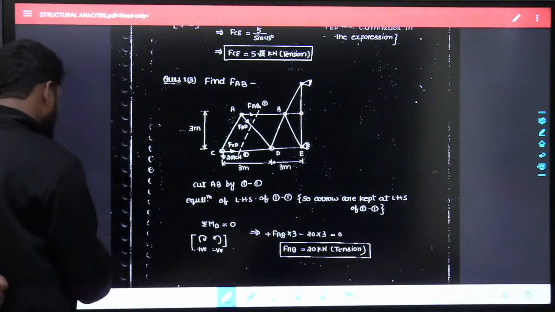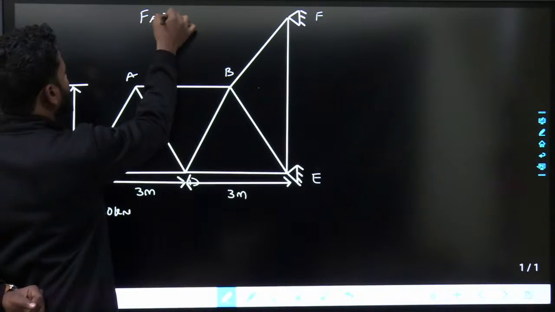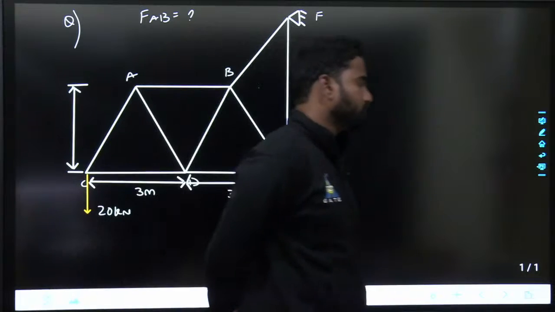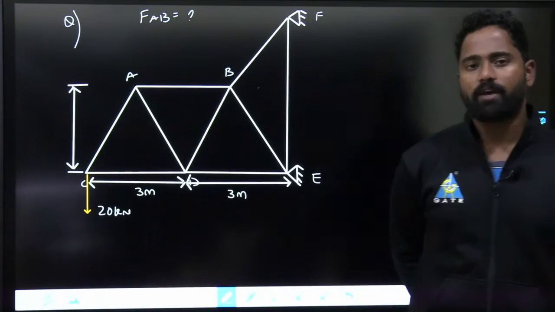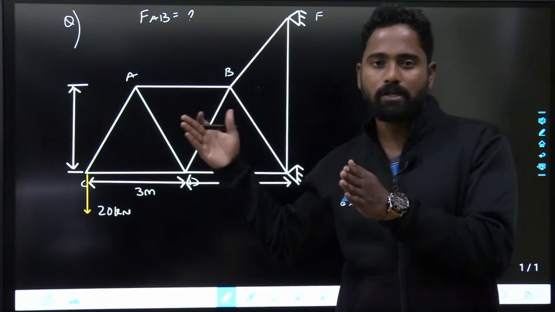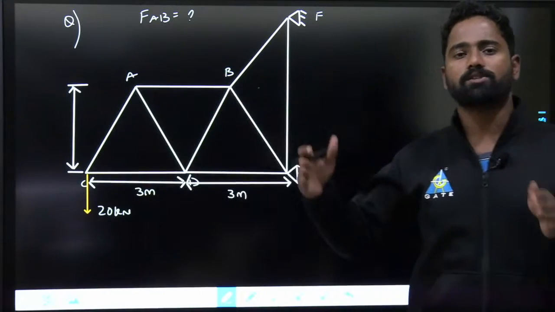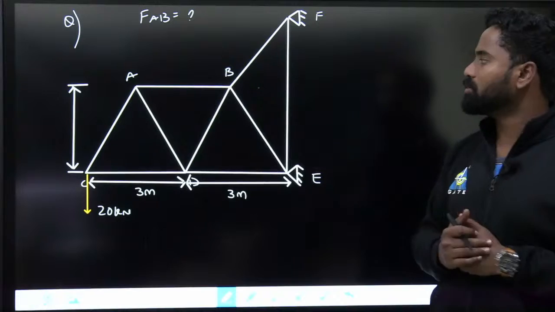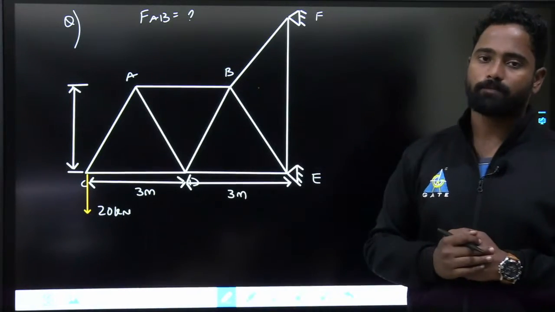So the question asks, what is the force in member AB? By using the method of sections, try to solve this question. In the previous sessions, in the first session I discussed the method of joints, then the introduction to trusses and the assumptions in trusses. In the next session I discussed the method of sections. By using the method of sections, try to find out the force in member AB. Please solve it.